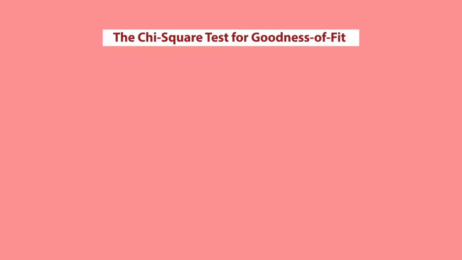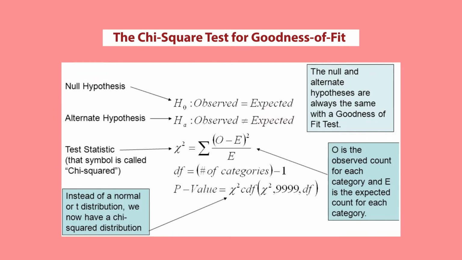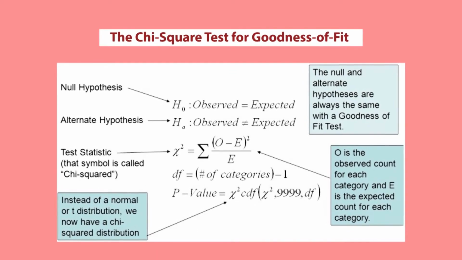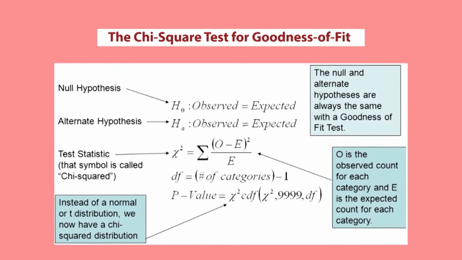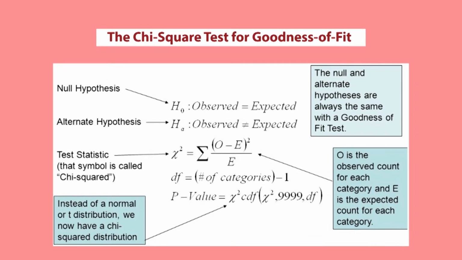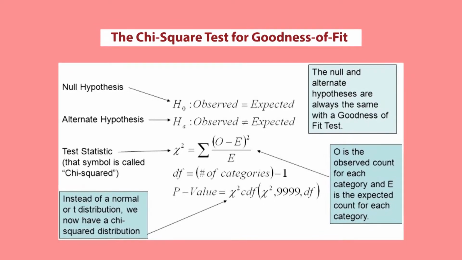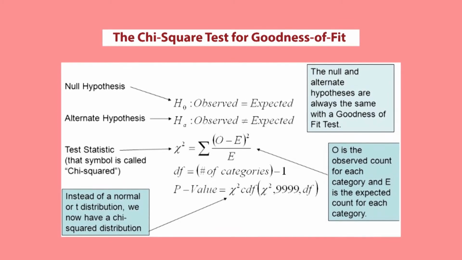For the chi-square goodness of fit, H0 is the null hypothesis (expected) and HA is the alternate hypothesis. The test statistic is chi-square equals sigma (O minus E) squared upon E, the degrees of freedom are the number of categories minus 1, and the p-value comes from the chi-square distribution. So instead of a normal or t distribution, we now have a chi-square distribution. The null and alternate hypotheses are always the same with a goodness of fit test, and O is the observed count for each category and E is the expected count for each category.